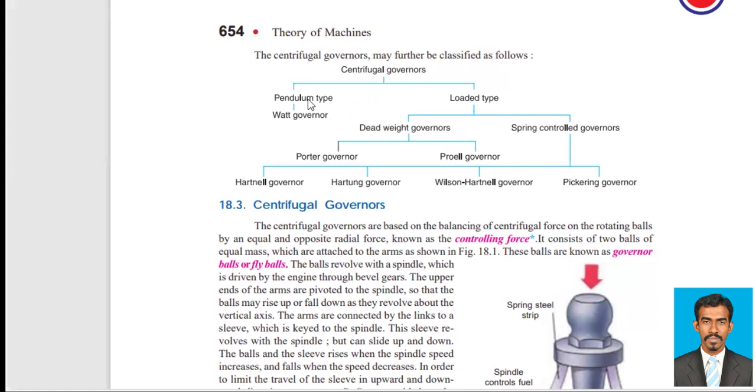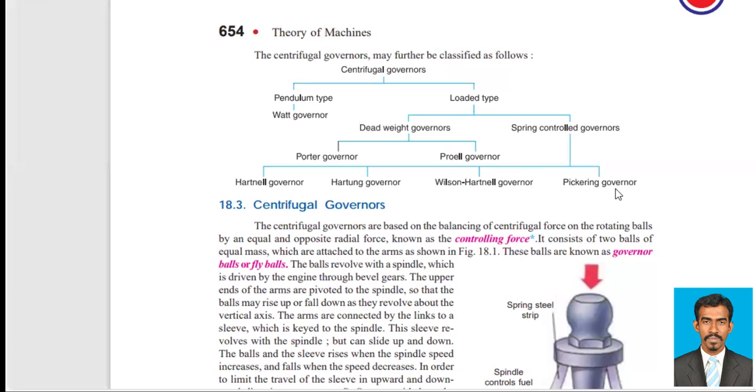In centrifugal governors, there are two types: pendulum type and loaded type. We know the pendulum clock, so it is more on that type. In the pendulum type, there's a governor called the watch governor. In the loaded type, there are again two types: the dead weight governor and the spring controlled governor. Within the dead weight governor, there are two types: Porter governor and Royal governor. And in the spring controlled governor, there are four types: Hartnell governor, Hartung governor, Wilson Hartnell governor, and Pickering governor.